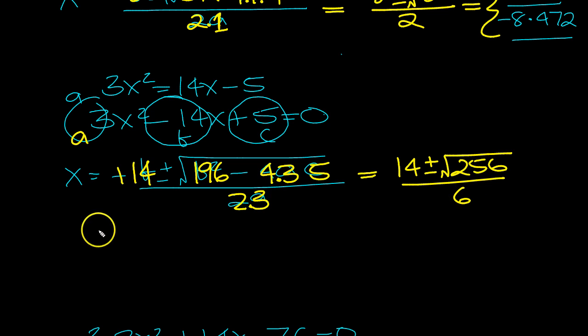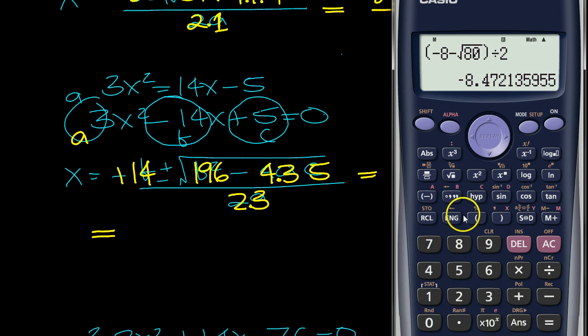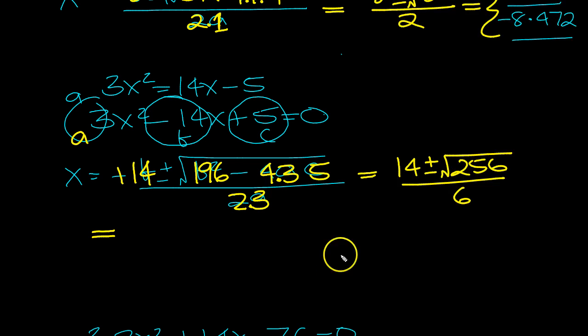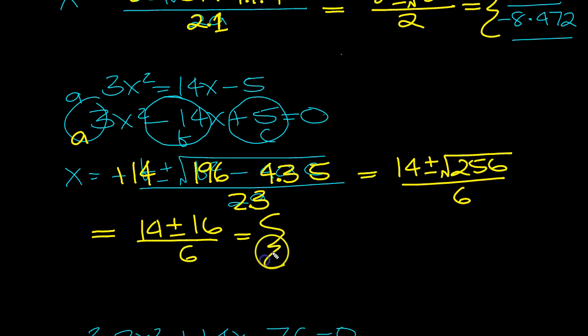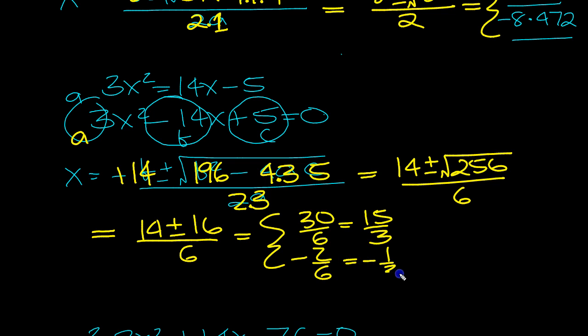Okay, so that's what I think we get. Square root of 256, I think that's 16. Let's have a look. 256. Yeah, 16. So we get 14 plus or minus 16 over 6. Add them, you get 30 over 6, which equals 15 over 3. And take them away, we get minus 2 over 6, which equals minus 1/3.